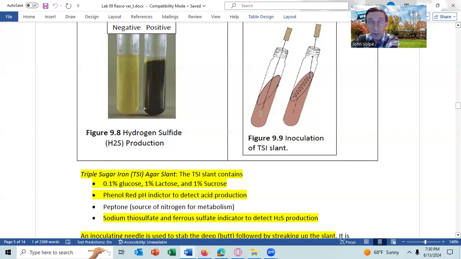What you're doing is inoculating the bacteria into the agar, and this bacteria will grow anaerobically. Then you pull the needle out, get the bacteria on the tip of the needle again, and put the needle on the slant and make an S-like movement, inoculating the bacteria on the slant. This will look at growth of the bacteria aerobically. So in the TSI tube, we're looking at growth anaerobically and growth aerobically.